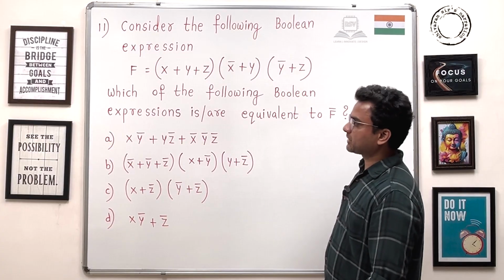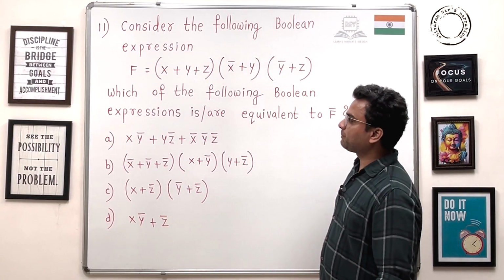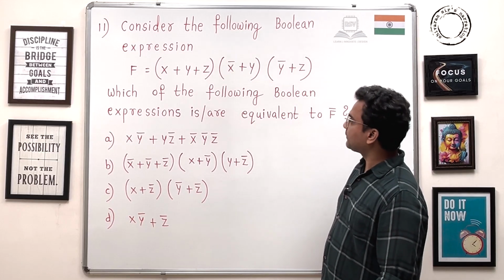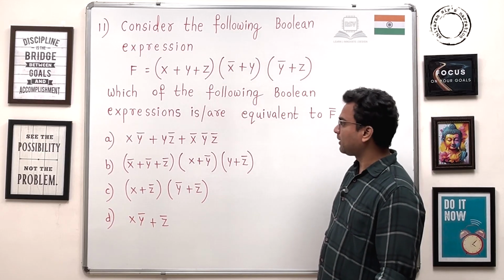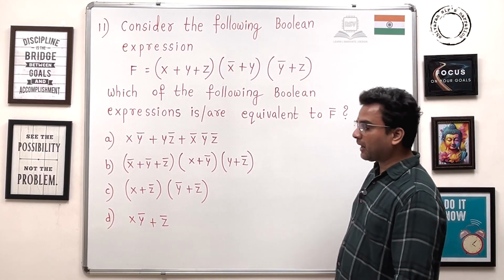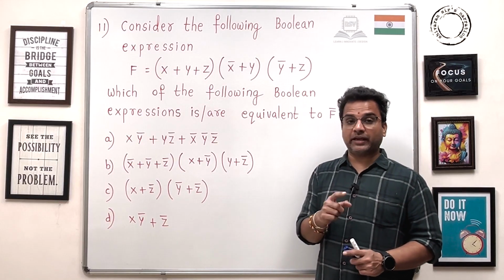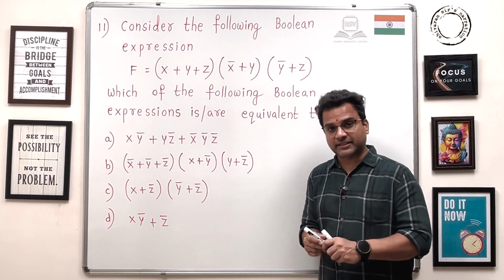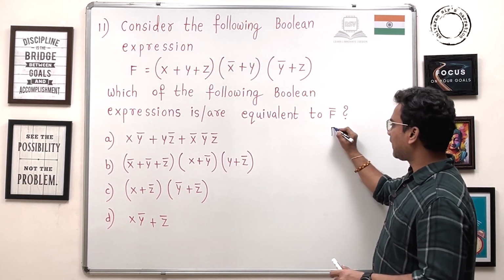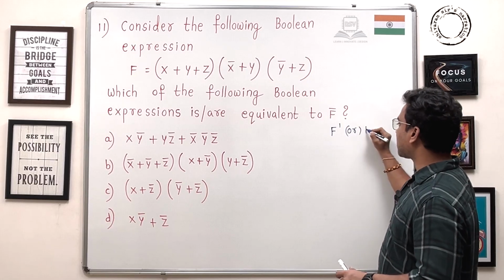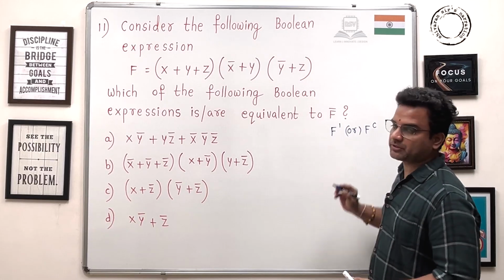Consider the following Boolean expression: f is equal to (x plus y plus z) into (x bar plus y) into (y bar plus z). Which of the following Boolean expressions are equivalent to f bar? Guys, here f bar is the complement. Sometimes they say f dash or f c, like this. All are the same only. It represents the complement of the Boolean expression.